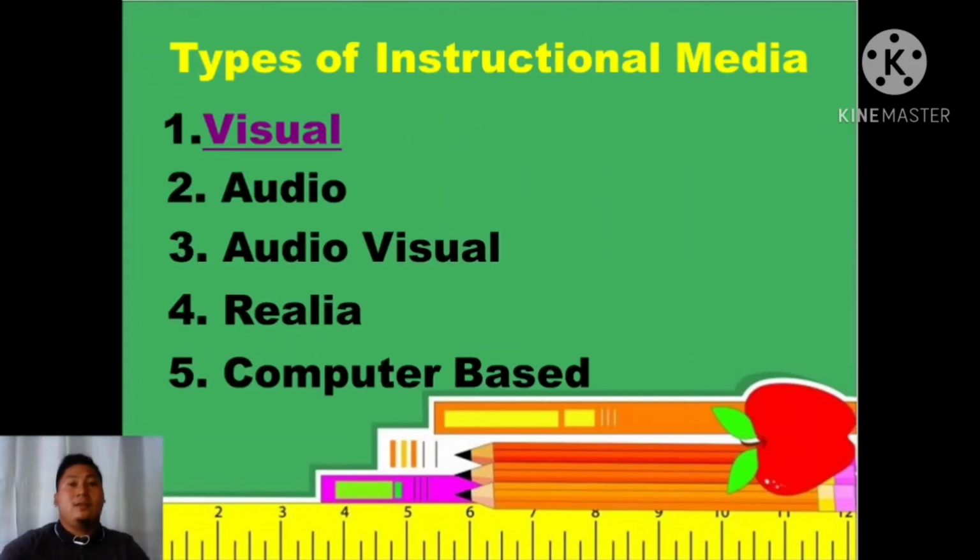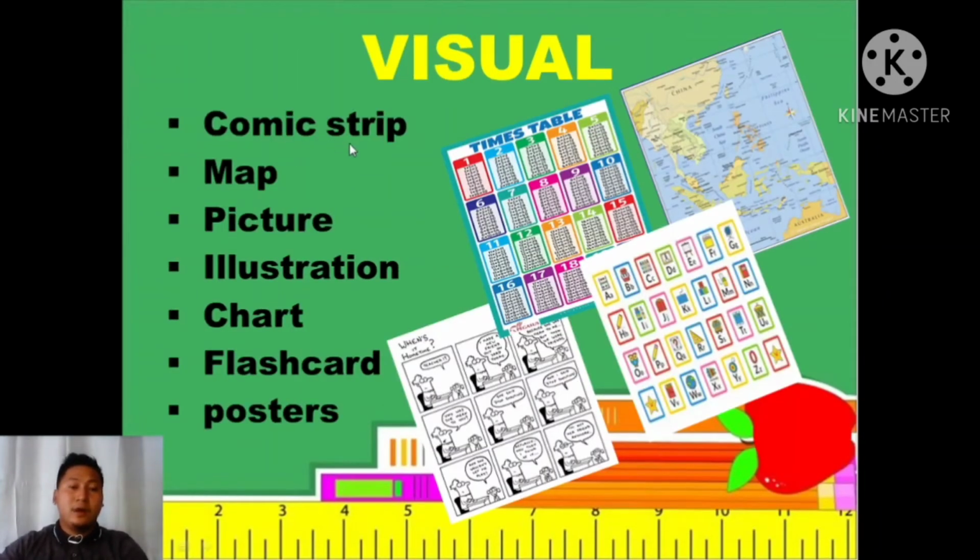There are 5 types of instructional media. First is the visual media. What is visual media? Visual media are sources of information in the form of visual representation. This can be an abstraction, analog, rough illustration, or digital reproduction of the object. Examples of these media are the comic strip, map, pictures, illustrations, chart, flashcard, and posters.